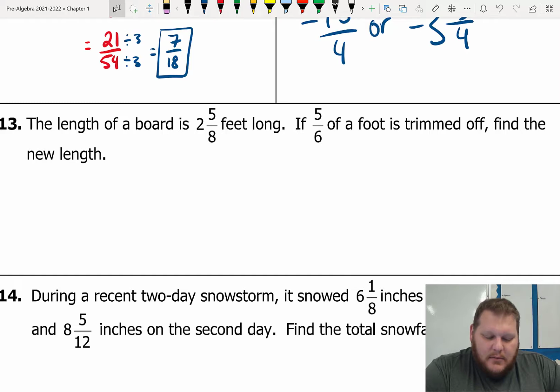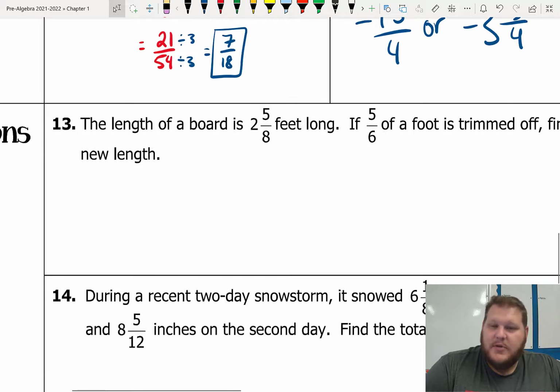So for number 13, we're told that the length of a board is 2 5/8 feet long. If we trim off 5/6 of a foot, they want us to find the new length. So sometimes it helps to draw a picture. Sometimes you can just follow it along.